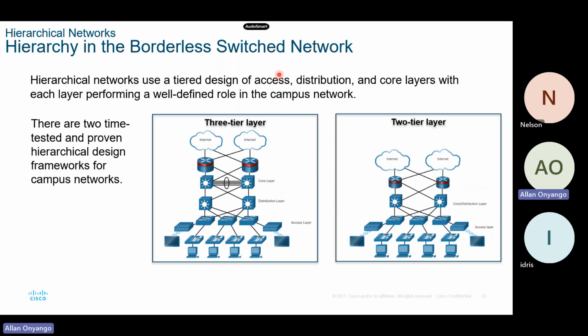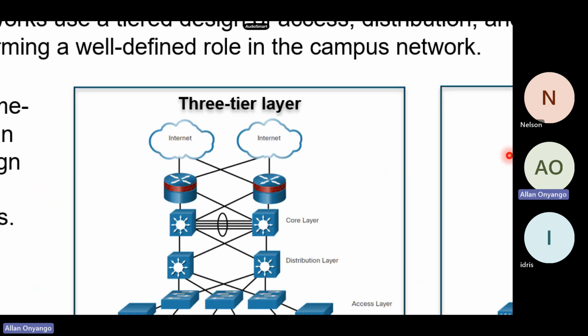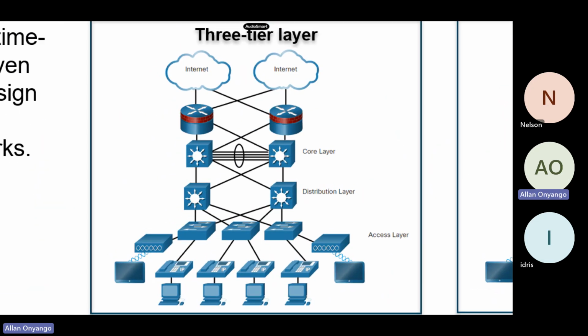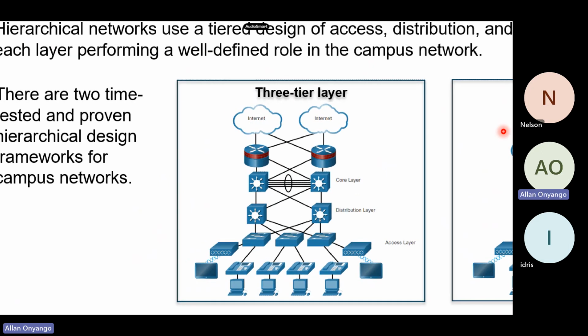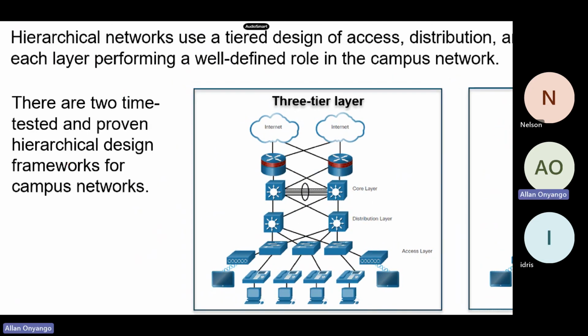a hierarchical network will always have either 2 or 3 layers. And the layers are the access layer, distribution layer, and the core layer. Okay, and each layer is always performing a specific function. So we have 2 types of network hierarchies, and the first one is a 3-tier network, and the other one is a 2-tier network. So let's start by having a conversation around the 3-tier network.